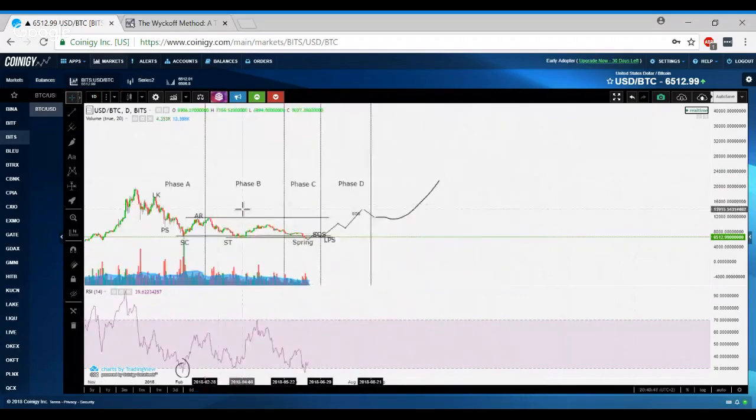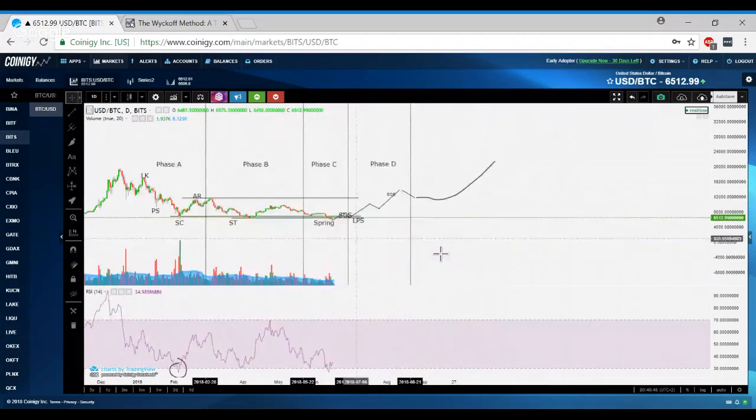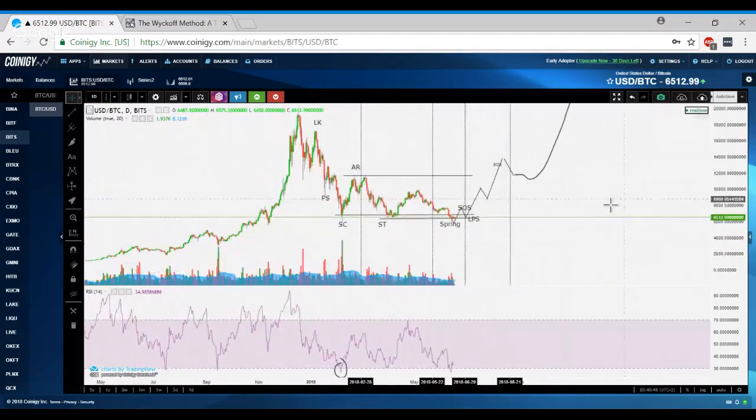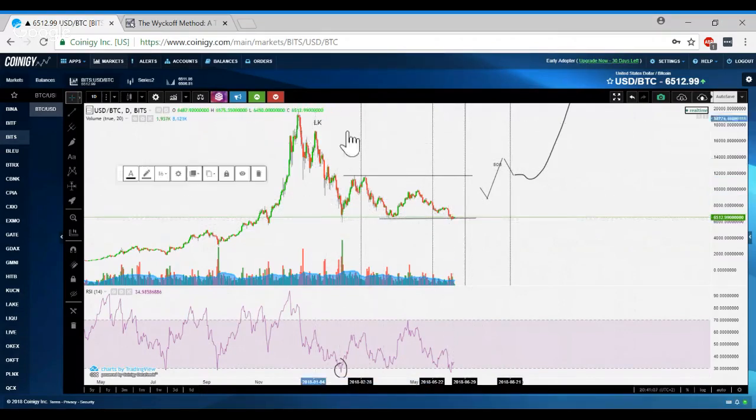It sure looks like this is going to happen. This also coincides with the broken triangle that I've drawn on my previous videos. I'm just going to remove this, clear this up a little bit. If you want to reanalyze this, you can watch it all back later. So now I'm just going to remove the Wyckoff, and we're going to look at Fibonacci levels, RSI, and all that stuff.